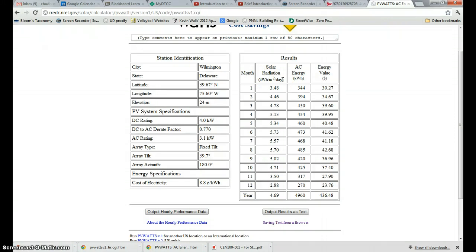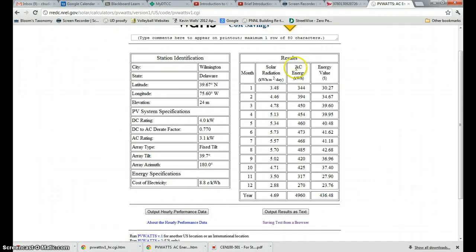So sun hours are the equivalent number of hours during a day where a solar panel would be producing 100% of its output. So for example, in May, we have 5.34. That means in May, on average, the solar panel is equivalently outputting at its maximum output for 5.34 hours. So that's how you can figure that out.